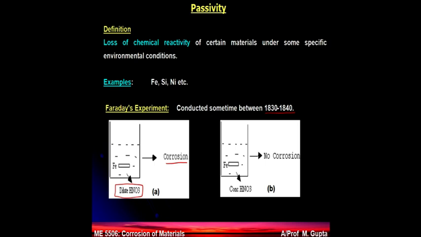Apparently when he put it in the concentrated nitric acid, he expected to see an even faster rate of degradation, but that did not happen, and he found that the piece of iron is very stable with no reaction. And this led to the discovery of passivity. So certain elements in certain environments, like in this case iron in concentrated nitric acid, lose their reaction ability with the environment, and this was defined as passivity.